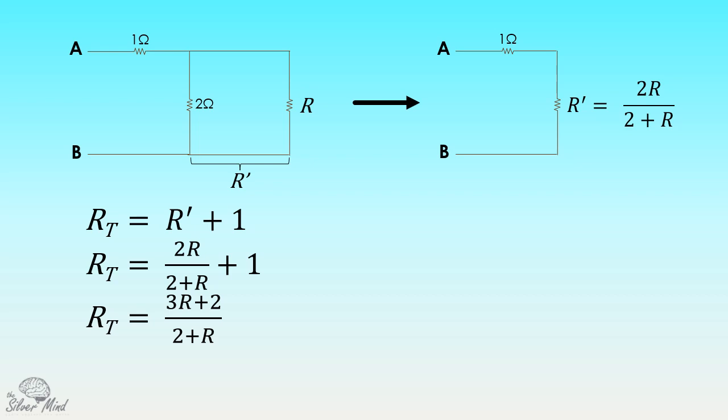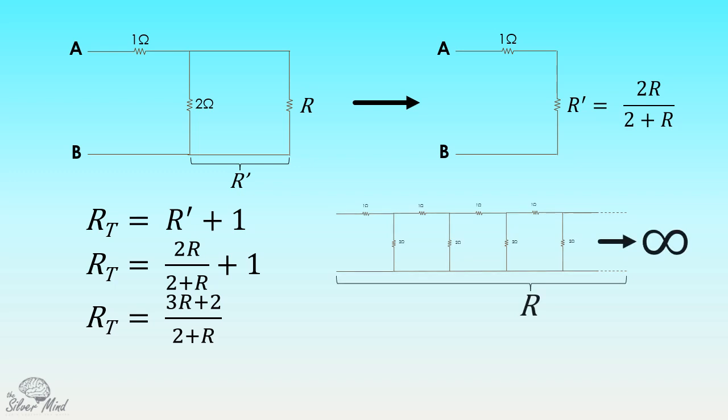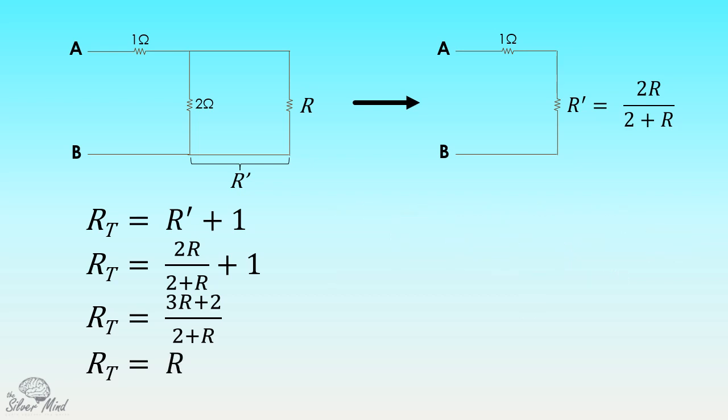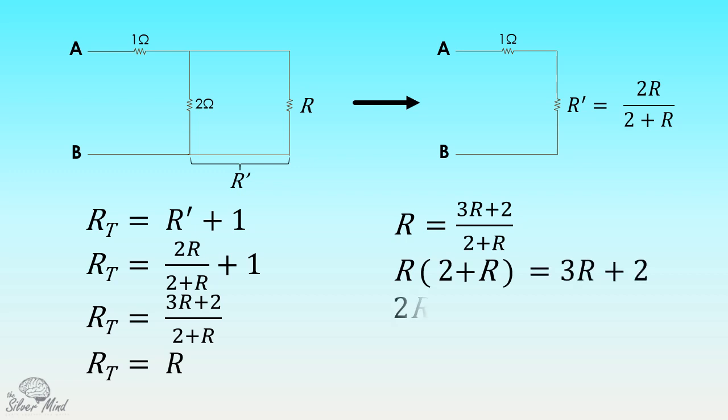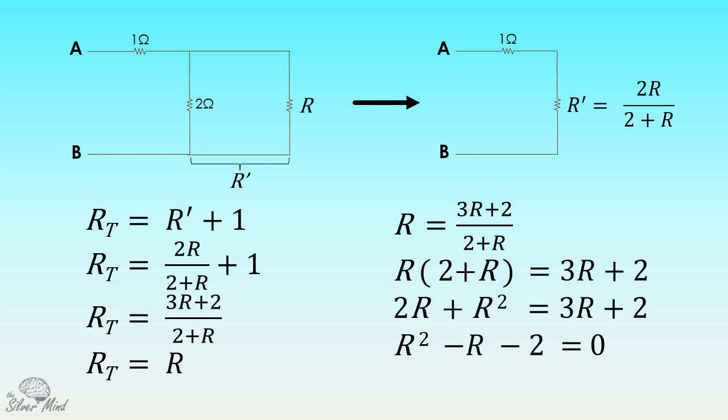And here is the point. At the beginning we decided that the total resistance of this set of infinite number of resistors is R. Therefore, total resistance also equals R. Then, we can write R equals (3R plus 2) divided by (2 plus R). Then, solve this equation like this, and finally we can have a quadratic equation as R square minus R minus 2 equals 0. To get the answers, now we have to solve this quadratic equation.